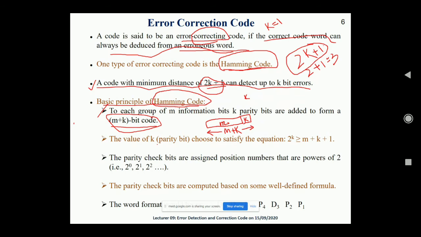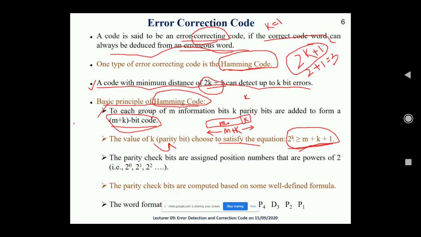The value of k means what? K means nothing but a parity bit. The value of k shows how many parity bits are generated, and for that we are using this particular inequality condition. Suppose you are getting some information bits, how can you decide how many parity bits are required, 1, 2, 3, 4? For deciding the k parity bits, we satisfy this particular constraint.